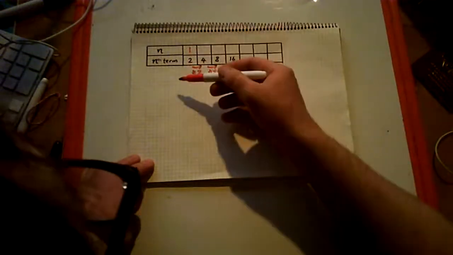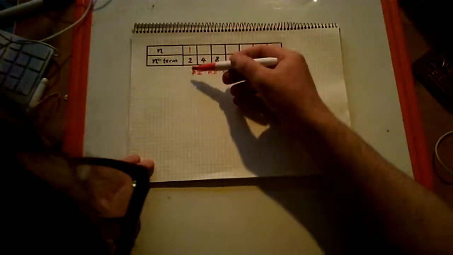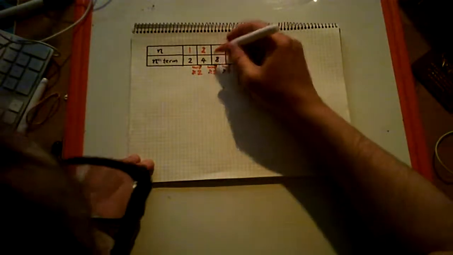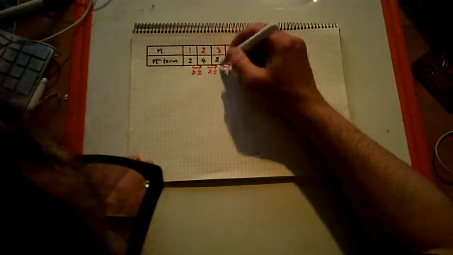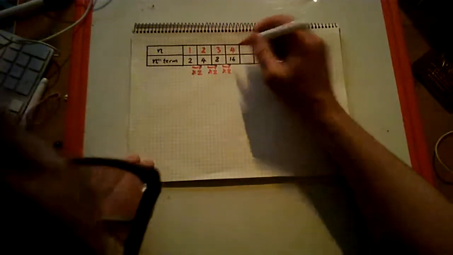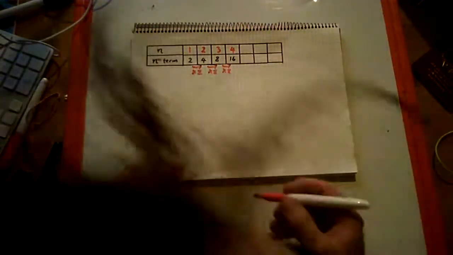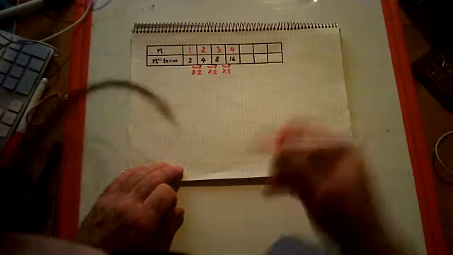And I've made a table of n and nth term. So when n is 1, we're talking about the first term. So the first term is 2. The second term is 4. The third term is 8. The fourth term is 16, and so on and so on and so on.